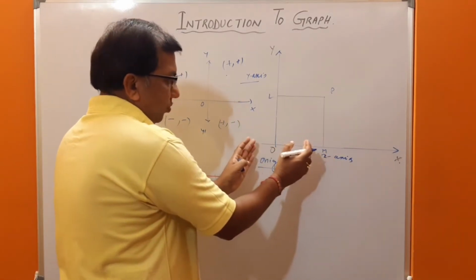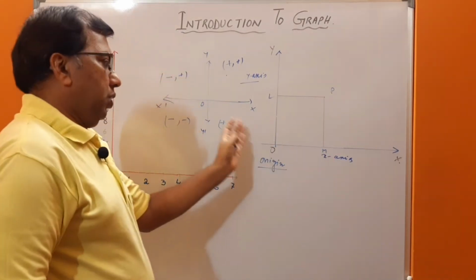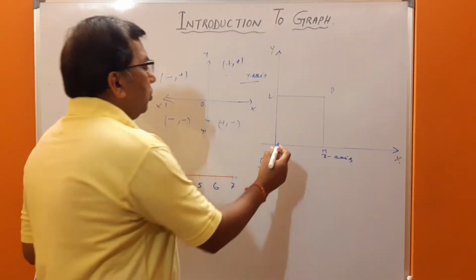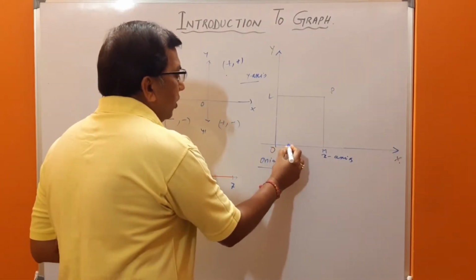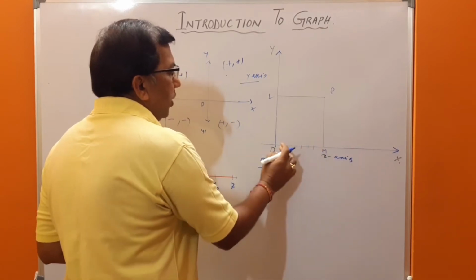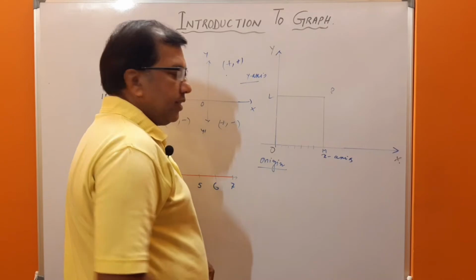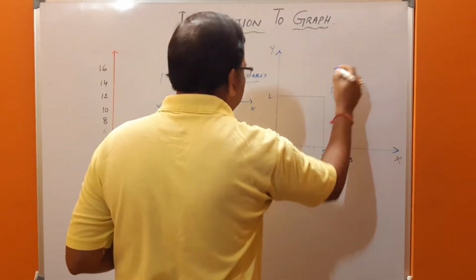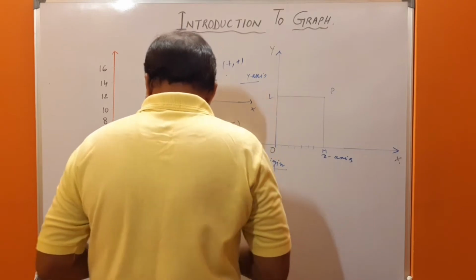In the previous class, I showed you the graph paper. There are so many grids there, 1, 2, 3, 4, 5, 6 along here, and also 1, 2, 3 here. This is a graph paper, you know, in this way.